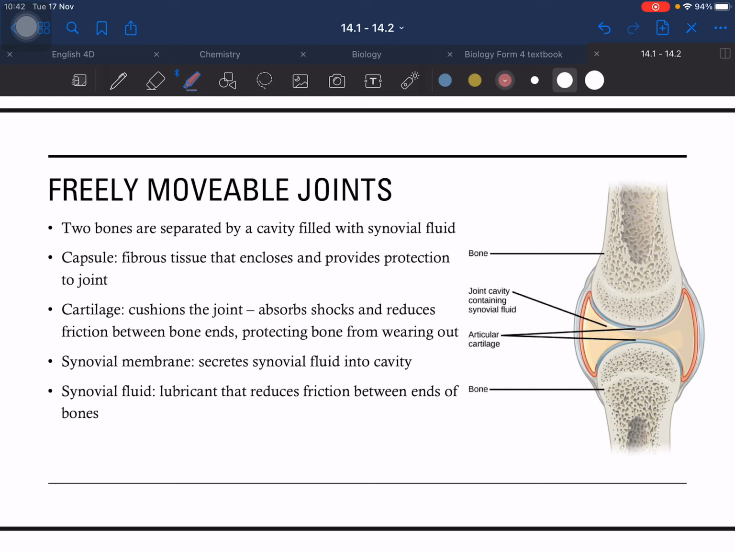So two bones are separated by a cavity filled with synovial fluid. This is synovial fluid. And the capsule is fibrous tissue that encloses and provides protection to bones. So you have your capsule here as well. And cartilage cushions the joint by absorbing shocks, reducing friction between the bone ends. So it protects bone from wearing out.